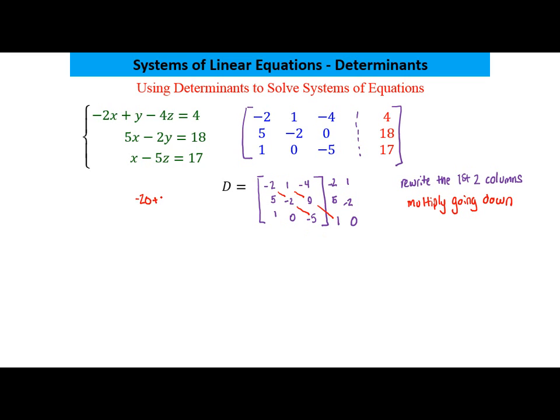So this is going to be plus 0. And then we have 4 times 5 times 0, which is another 0. Okay? This is why this is pretty easy. Then I need to multiply going up. But let me change colors.